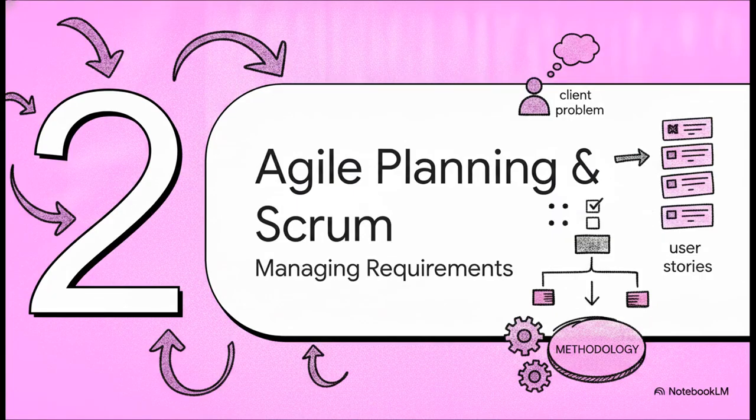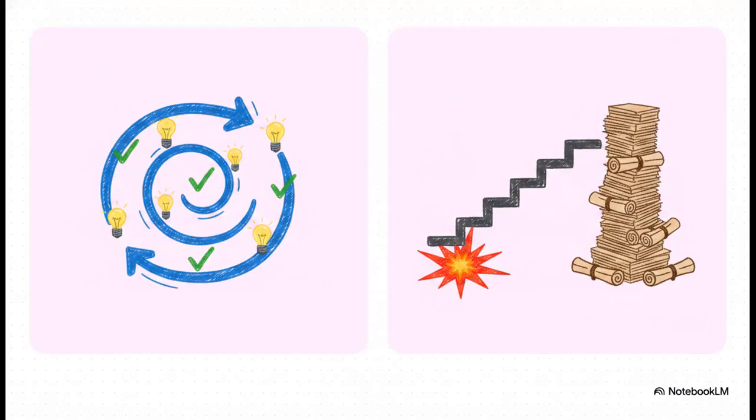Section 2. Agile planning and Scrum. Once we actually know the client's problem, we've got to gather those requirements and turn them into actionable user stories. Now, historically, the industry relied heavily on the waterfall process. And waterfall was incredibly rigid, heavily reliant on a mountain of upfront documentation, and frankly, it often resulted in discovering massive project-killing issues way too late in the game.